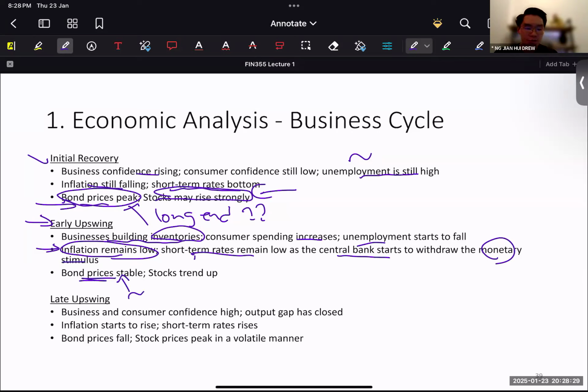Now the bond price is still quite here and there. Stock trends up. The next cycle is more of the late upswing cycle where the consumer confidence is high, output gap has closed, inflation starts to rise because as people have more money, more inflation, short-term rate would increase, okay, bond price would fall, and stock price would peak.